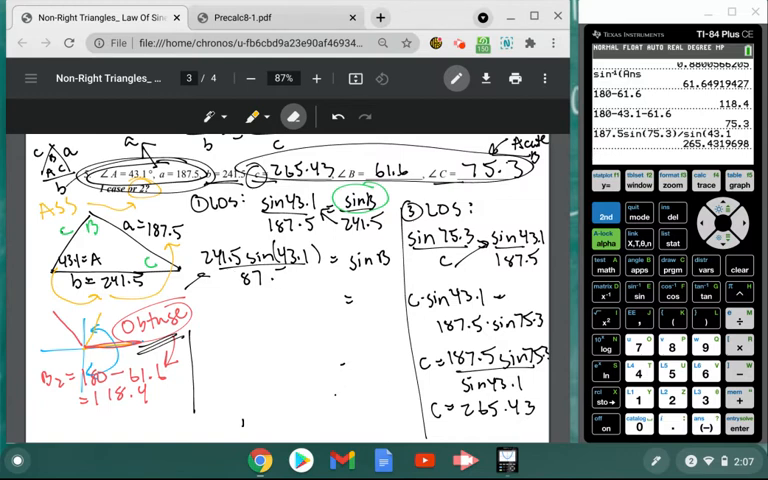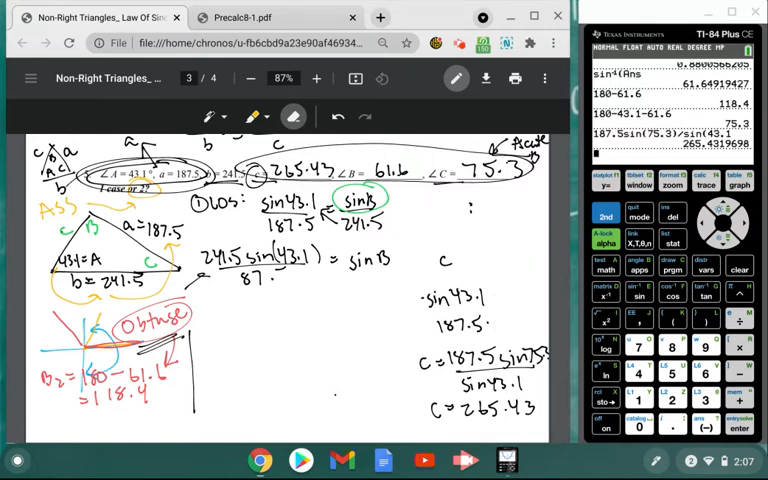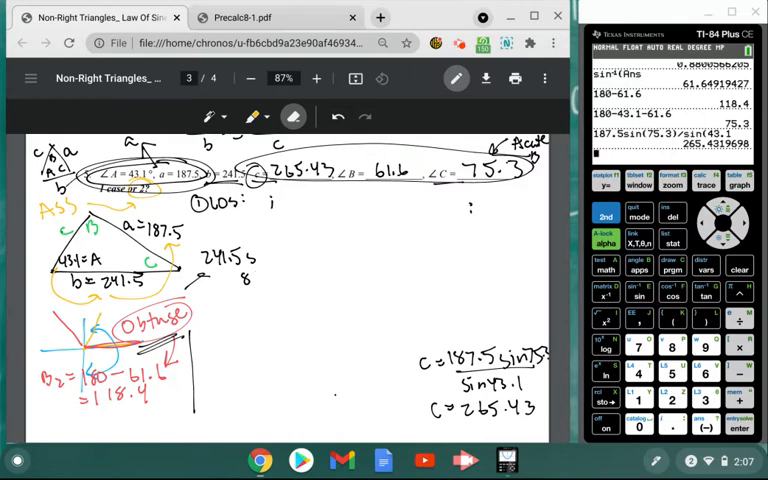I'm going to erase everything; you'll see why in a second. I'm just going to give myself some room here. Okay, so now I want to do the obtuse case. Let's do the obtuse case all in a different color, all in blue.